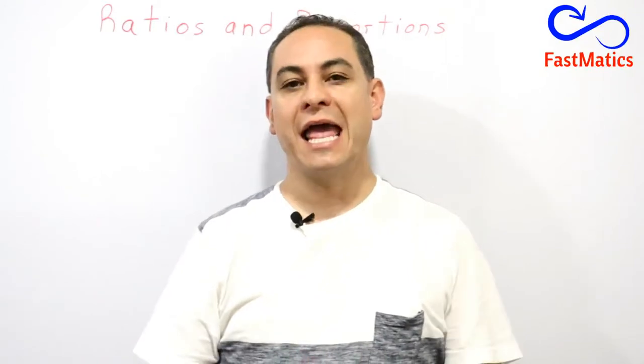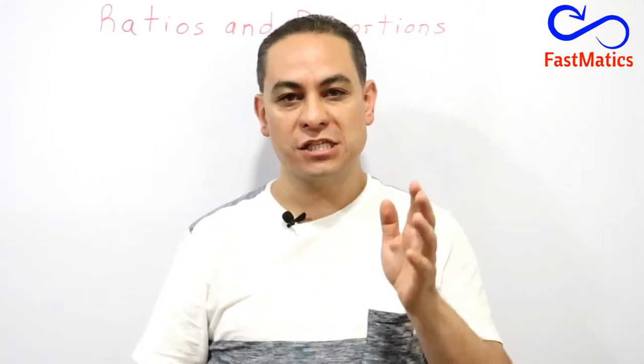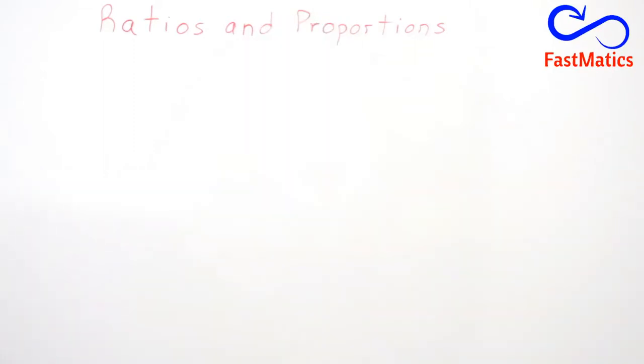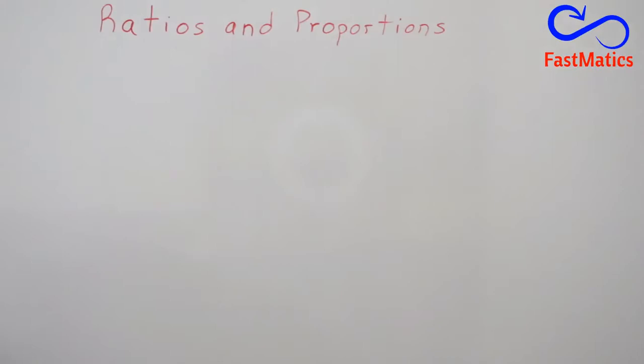Hello FastMatics friends, today we're going to study ratios and proportions, a very important subject for our lives. Let's see one example. When we humans compare quantities, we could make two types of comparisons.